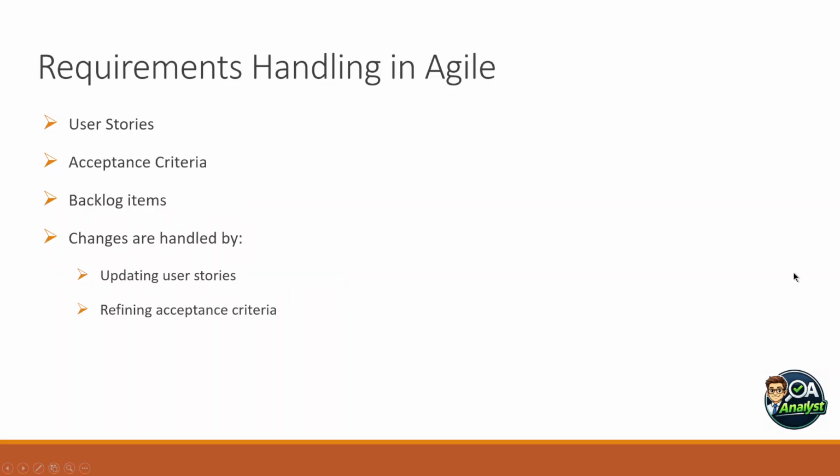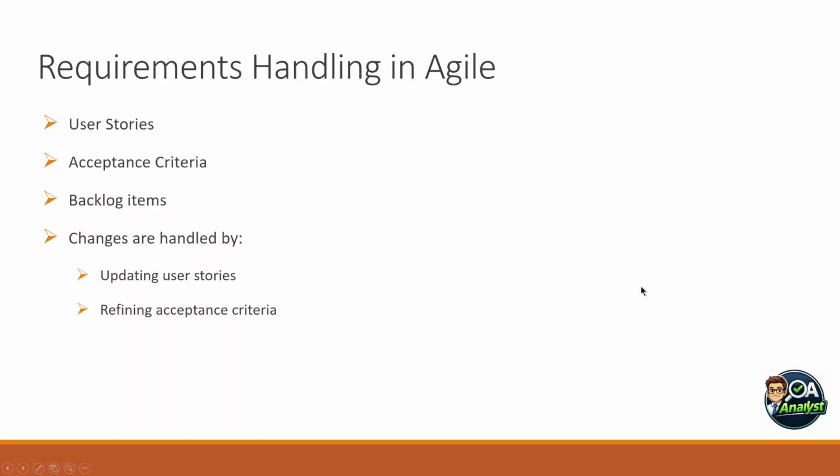Now let's talk about how requirements are managed in Agile. In Agile projects, requirements are usually written as user stories, acceptance criteria, and sometimes supported by mockups or some discussions. So when a change happens, the user story gets updated, acceptance criteria are modified, and the team realigns its work. So everything revolves around user stories, not heavy documents.